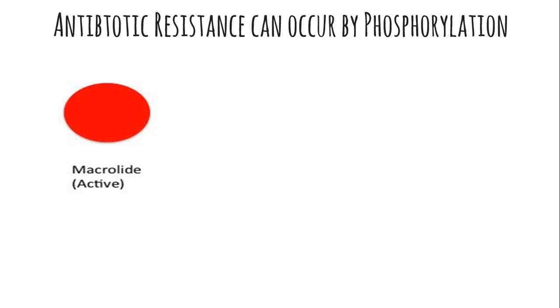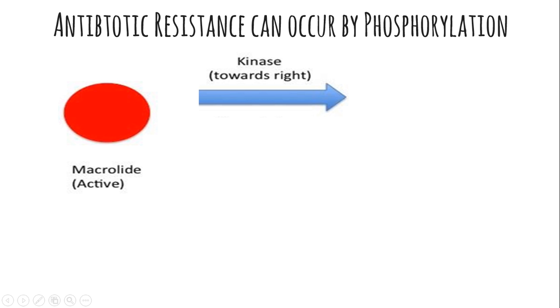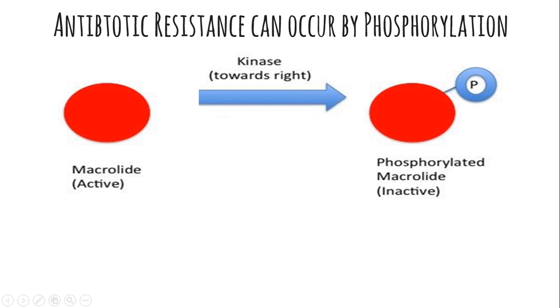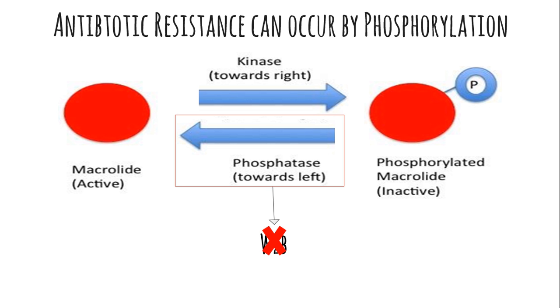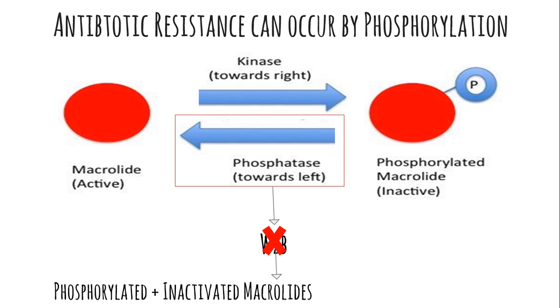So one way that antibiotic resistance can happen is by phosphorylation. On the left you have a dephosphorylated macrolide, and that is in its active form. If a kinase comes by and phosphorylates it, it inactivates the macrolide. And vice versa, a phosphatase can dephosphorylate it and return the macrolide to its active form. So this phosphatase function is what WZB does. So we thought if you get rid of WZB, maybe you can have more phosphorylated and inactivated macrolides that can lead to antibiotic resistance.